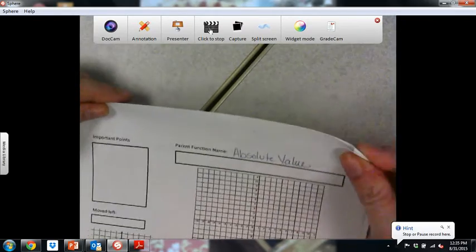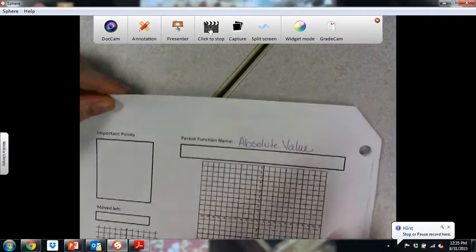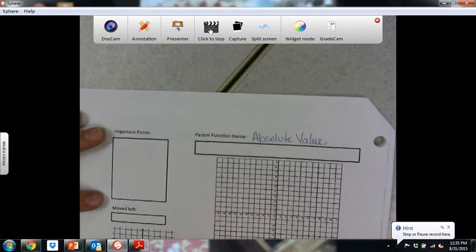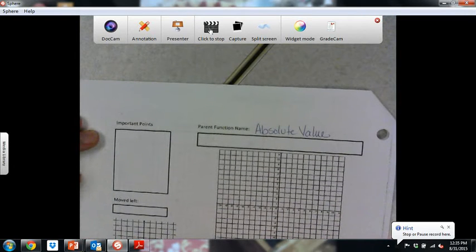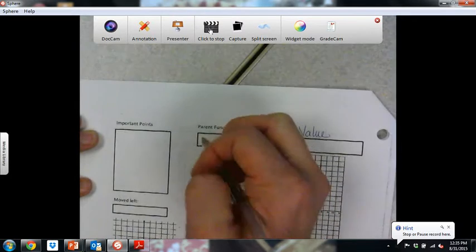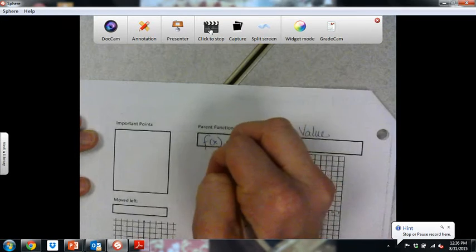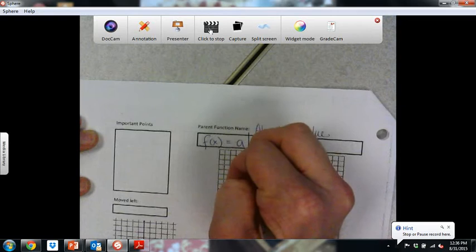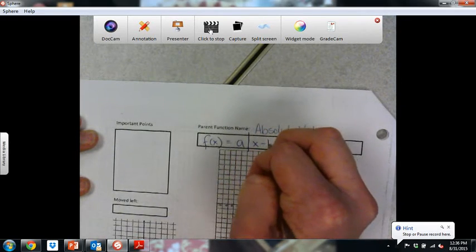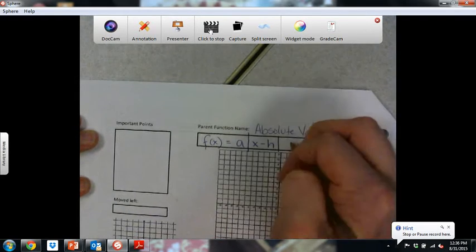At the top of the second page, I want you to record that our new parent function is the absolute value function. Now we talked about absolute value equations, but we want to talk about graphing the absolute value function. And so here our function is f of x, remember f of x and y are interchangeable, equals a times the absolute value of x minus h inside the absolute value plus k.